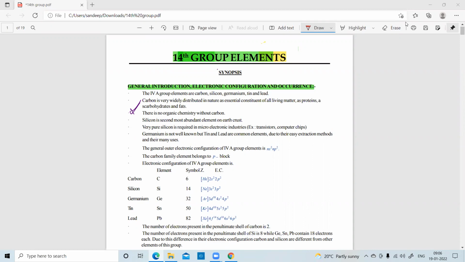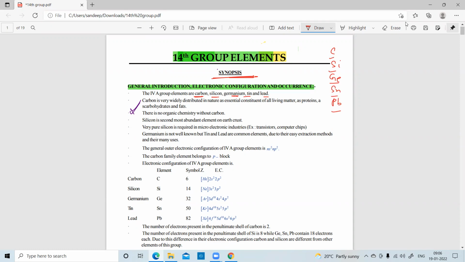So let me discuss the synopsis of group 14 elements. Group 14 elements are carbon, silicon, germanium, tin, lead. You can remember the trick: koi si geet sunao pyar wale.